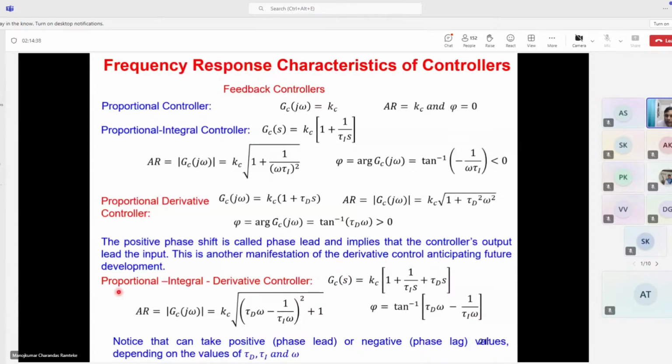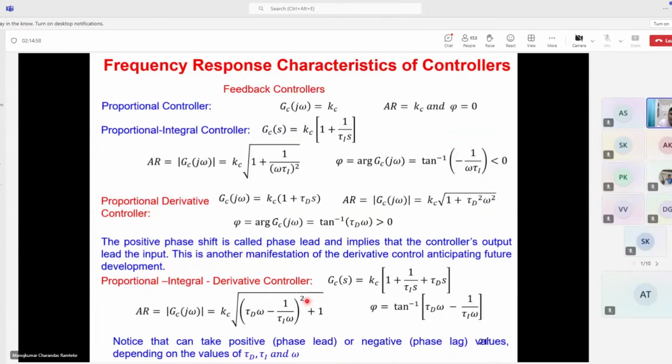So here you can see that when I'm having the PID controller, I can have phase lag or phase lead both, depending on what is the value of tau_D and tau_I. What is the value of tau_D and tau_I? Depending on that, I can get phase lag or phase lead. Okay. Is that clear to everyone?